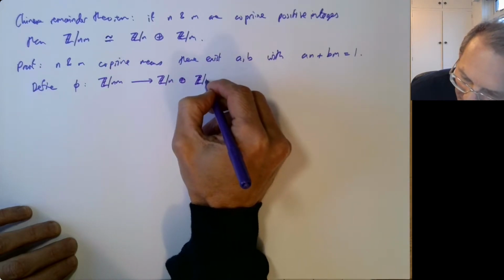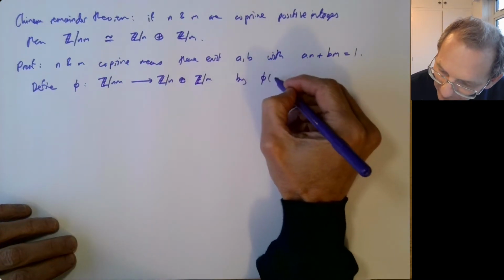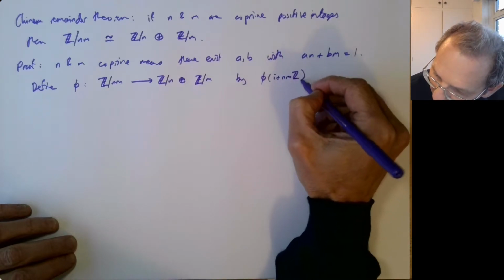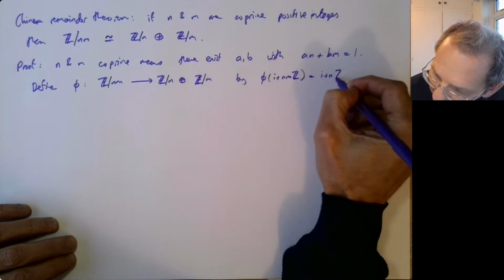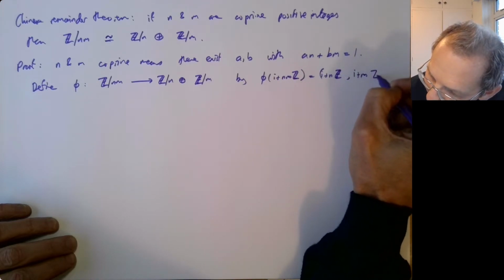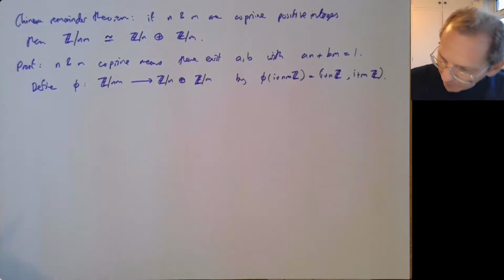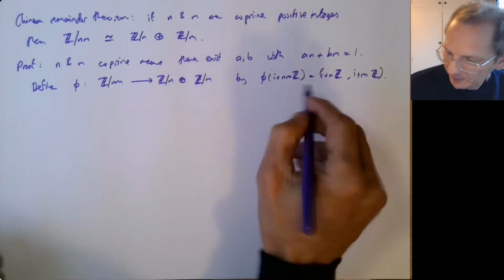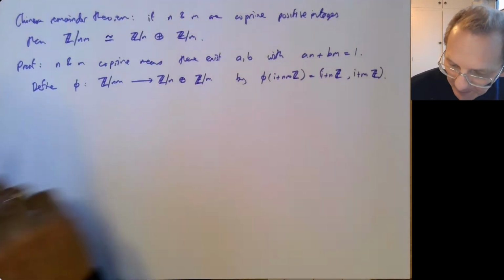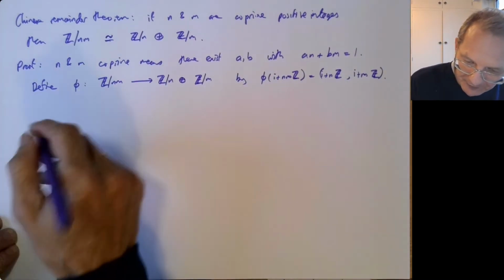In this direction, there's really not much to prove. Phi of i plus nmZ is (i plus nZ, i plus mZ). So it's more or less obvious that this is well defined, or you could see it as being an application of the lemma we proved a moment ago if you want, or you can just see it directly. Okay, so that's a homomorphism in the first direction.